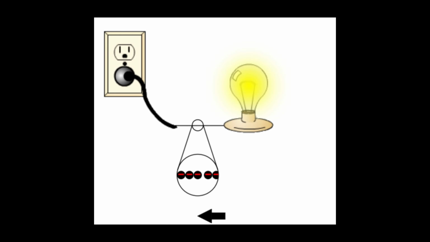Your house AC has a periodical frequency of 60 Hertz. Hertz is the unit of measure for the frequency, and it's Hz as an abbreviation.